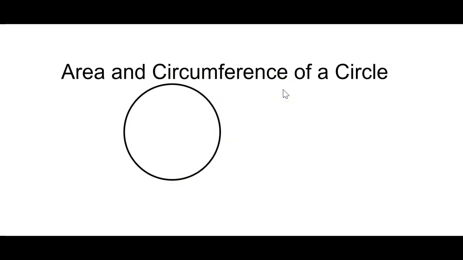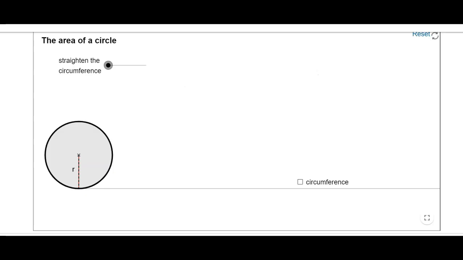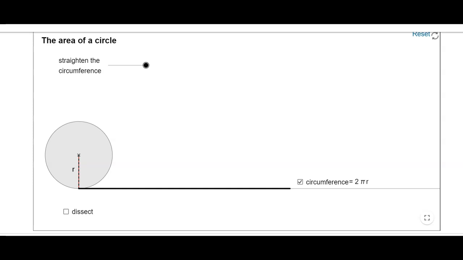So to get a better visual, let's go back to GeoGebra. Here we have a circle with a radius of r, and we're going to straighten that out. That's what I mean by circumference, what would be this distance right there. Anytime we want to figure out what that distance is, it's 2 times pi times the radius. So 2 times pi times the radius will give us the circumference.